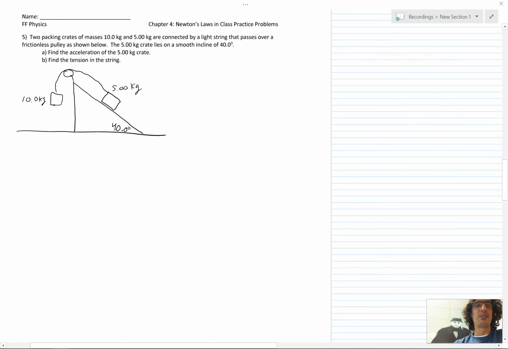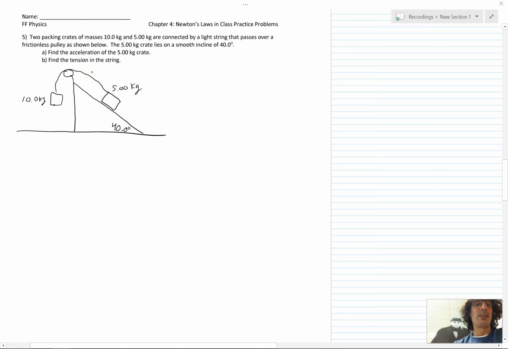Two packing crates of masses 10 kilograms and 5 kilograms are connected by a light string that passes over a frictionless pulley as shown below. The 5 kilogram crate lies on a smooth incline of 40 degrees. Smooth tells us that there's no friction on it, so a frictionless incline. Letter A, find the acceleration of the 5 kilogram crate. B, find the tension in the string.